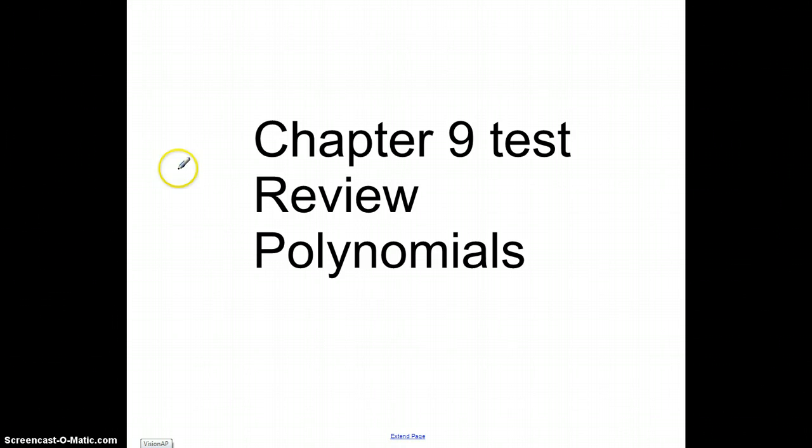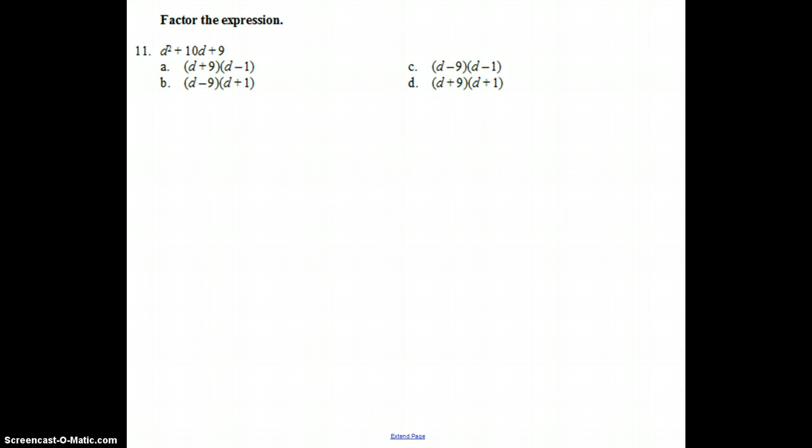Okay, now let's go on to part 2 of our Chapter 9 test review on polynomials. We stopped really right here on number 11. So first of all, when we get to the part that we're factoring, remember if I have no number in front of the d squared, I just have to do my cases. So if I go to look at this, this is a plus plus, which means that it's case 1, which also means that you're going to have a sum of 10, this middle number.